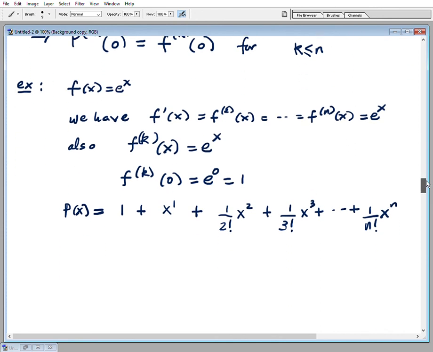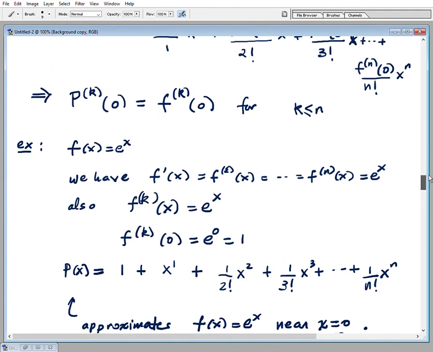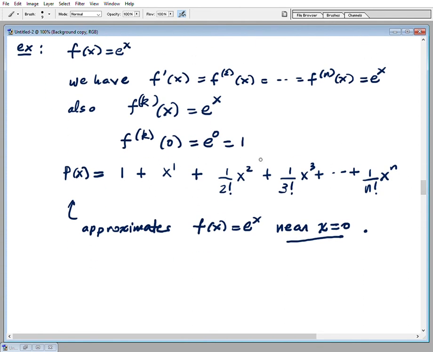So this polynomial approximates e to the x near x equals 0, because we're matching derivatives, not all over. We're only matching derivatives at x equals 0. We're plugging in x equals 0 here. So e to the x has a very simple polynomial that approximates it, because these are all 1s on top.